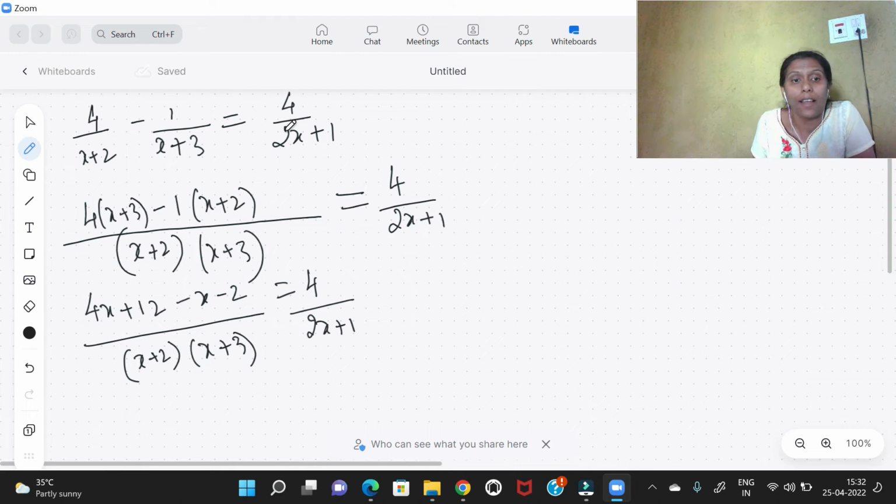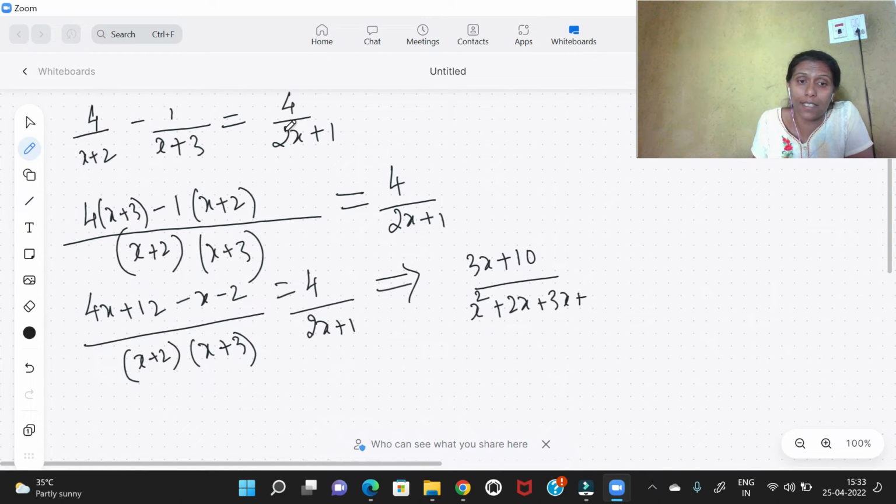This is the thing. Next step. When I say this one, it will go as next step, right? So here, go for the individual substitution. It becomes 3x plus 10 by x plus, or let me go for multiplication. x square plus 2x plus 3x plus 6 is equal to 4 by 2x plus 1, right?